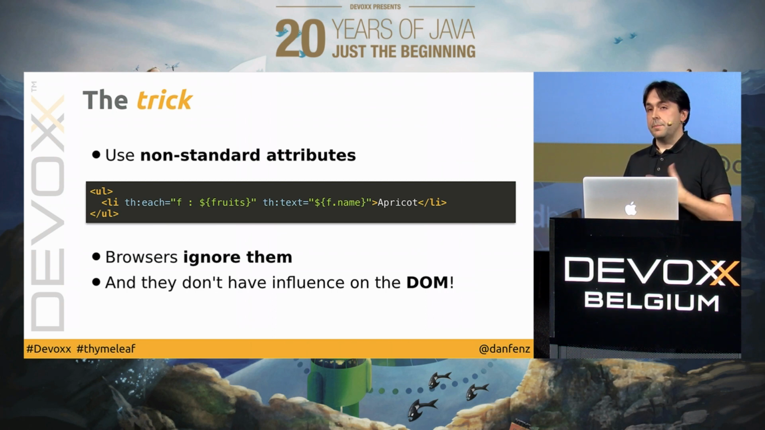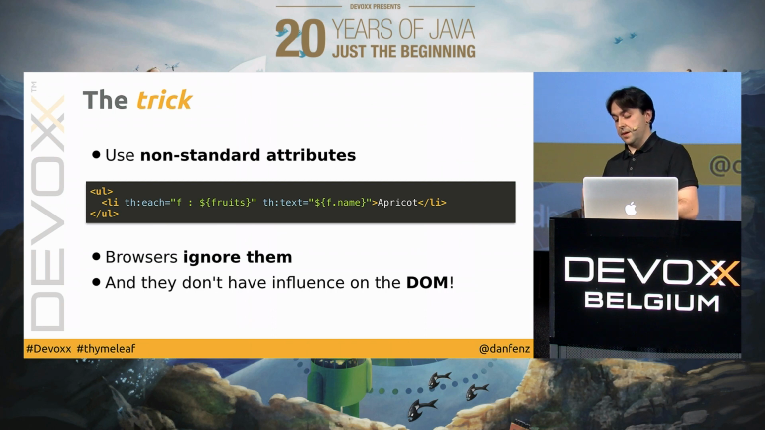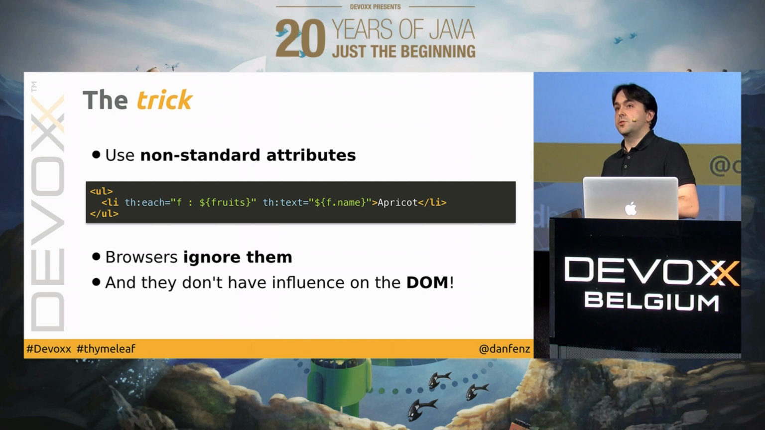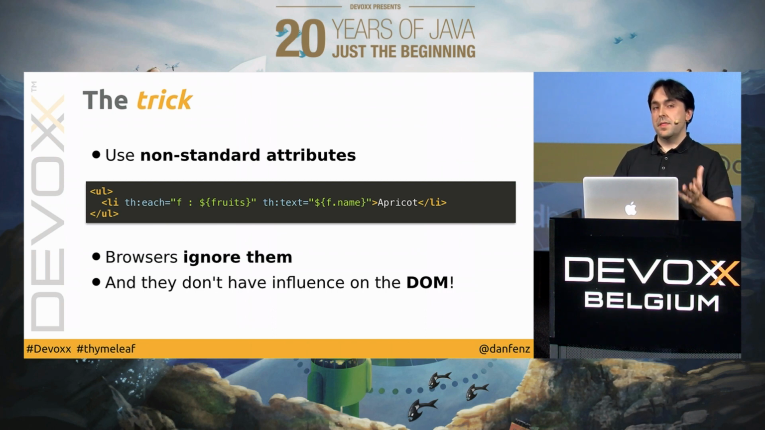Okay, and they are better than non-standard elements or non-standard tags, elements in XML jargon, because non-standard tags have an influence on the document object model, on the DOM. If you create new tags that are non-standard, they will actually affect the tree of nodes that the browser will create for your pages. So they will affect the way your CSS styles apply, and they will affect the way your JavaScript scripts execute. So non-standard attributes are much more harmless than non-standard tags, like, for example, c:forEach, c:out, etc.